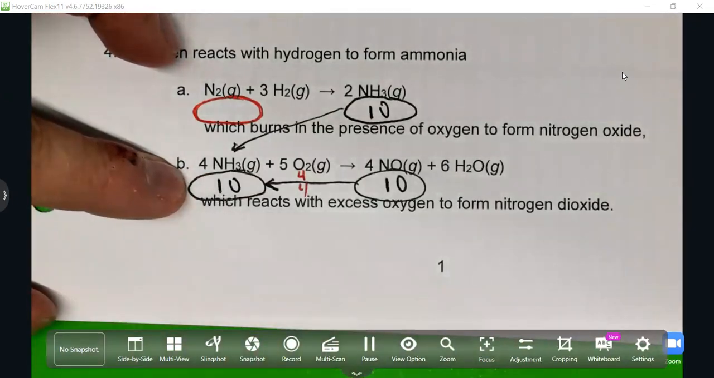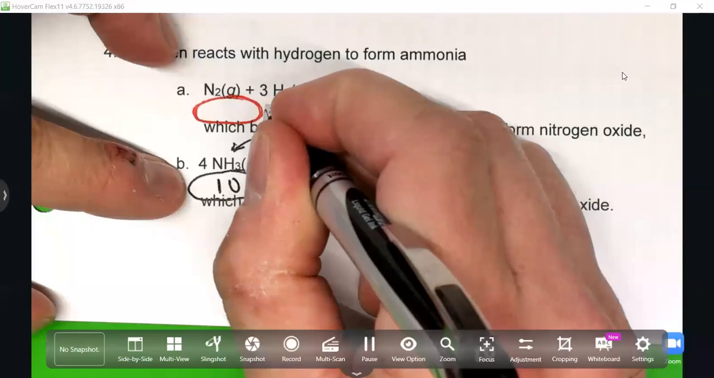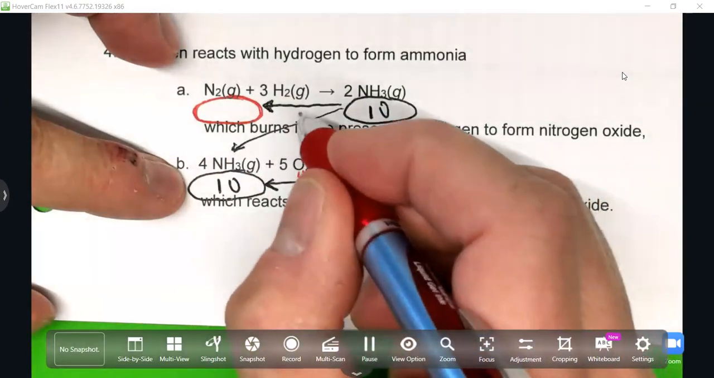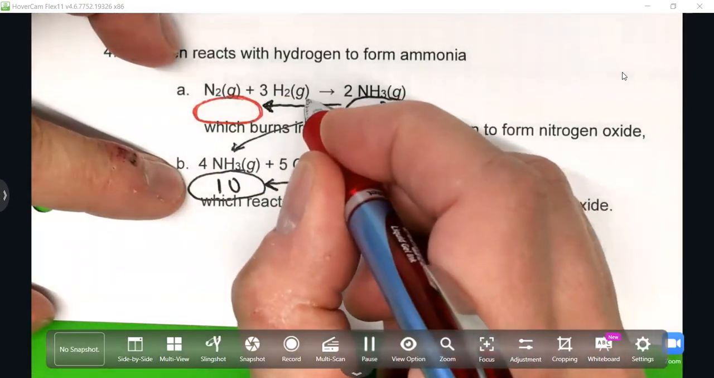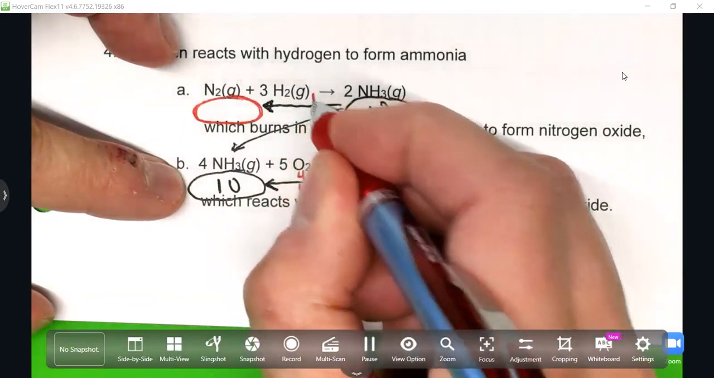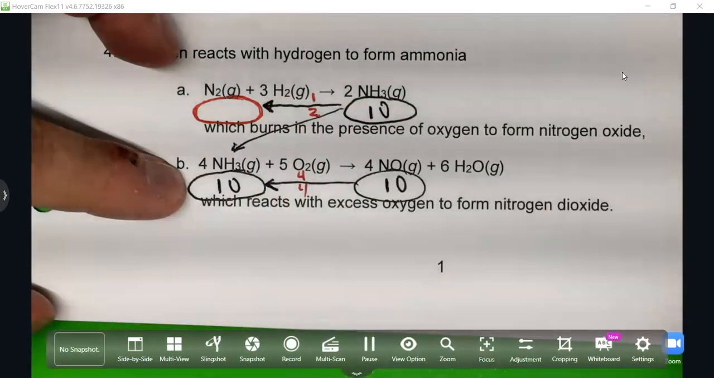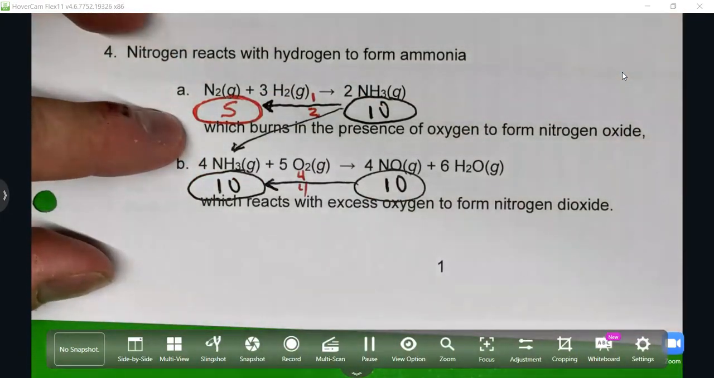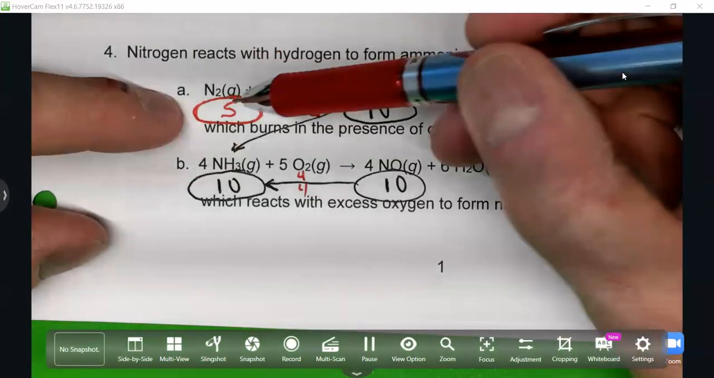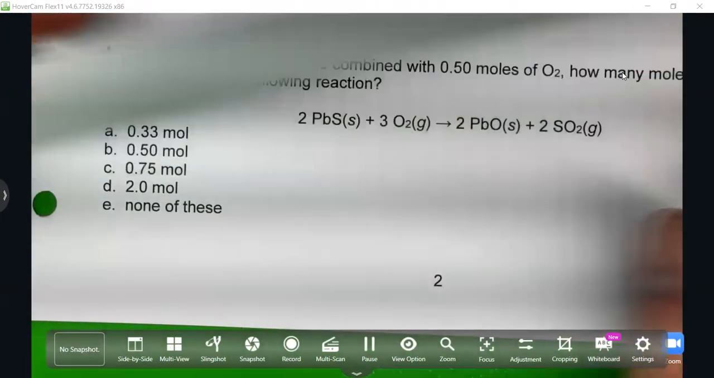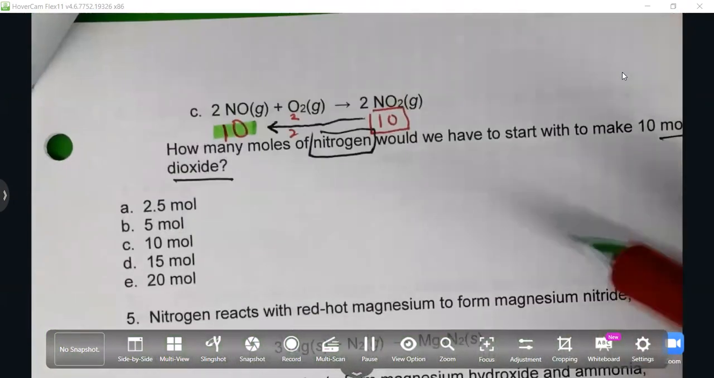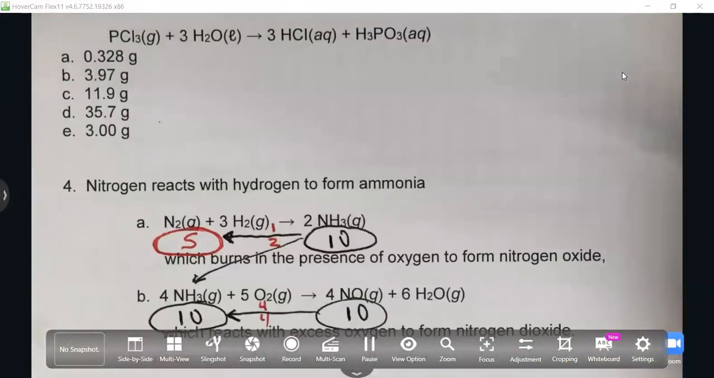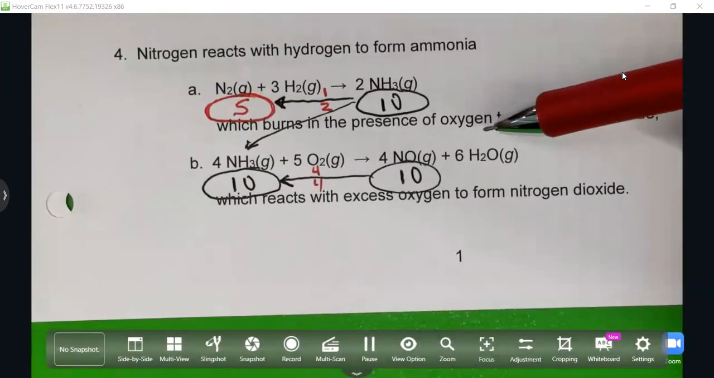So finally, my last step, moles here. For nitrogen, my mole factor fraction is 1/2, right? 1/2. 5 moles. So I'd have to start with 5 moles of nitrogen, and then at the end, I would end up with 10 moles of nitrogen dioxide. Okay, what else we got for questions on this quiz?